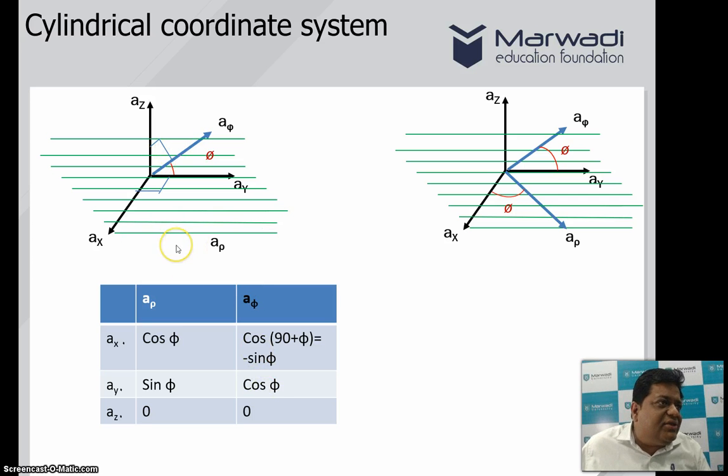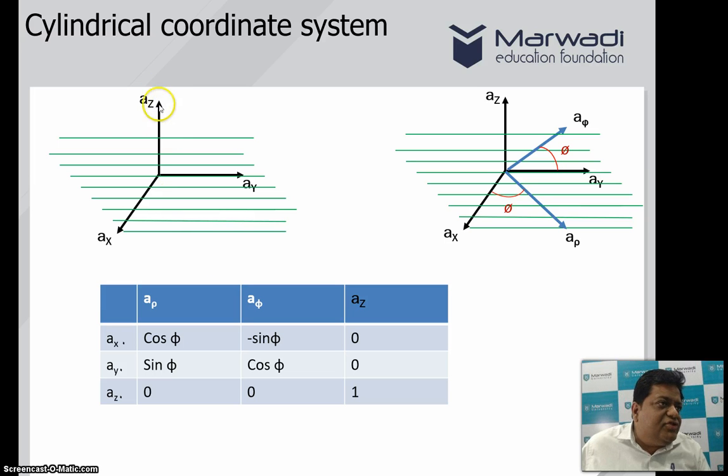Now let us see the third coordinate, which is Az. Understand that this Az is for the cylindrical coordinate system, and of course it is there in the Cartesian coordinate system also. So Az dot Ax: the angle is 90, cos 90 is 0, so I am getting 0. Az dot Ay, again cos 90 is 0, so I am getting 0. And then Az dot Az: they are in line, the angle between them is 0 and cos 0 is 1. So I am getting Az dot Az as 1.